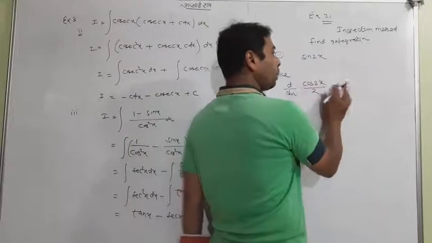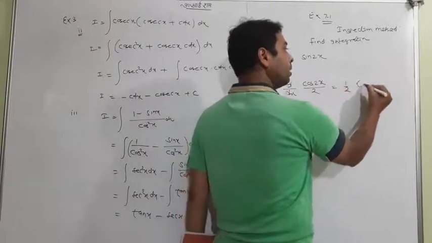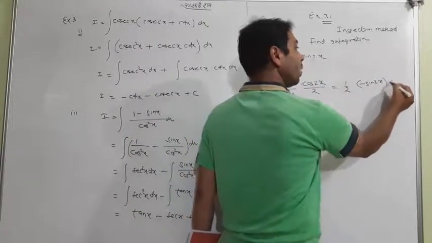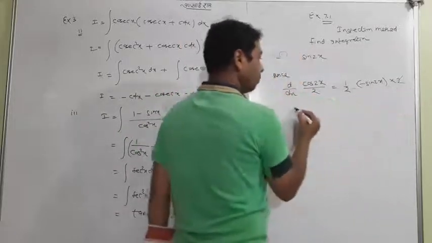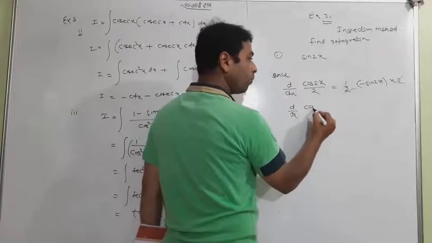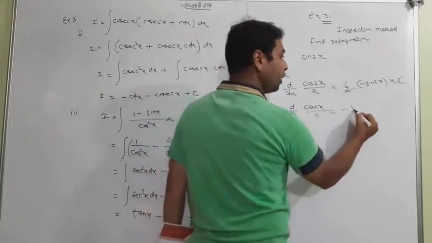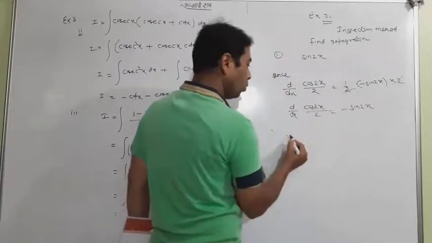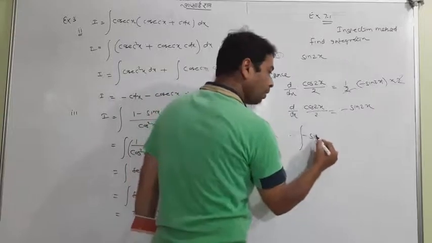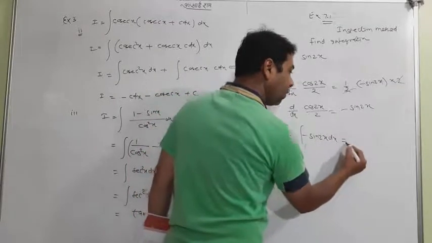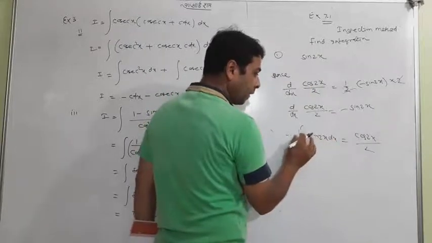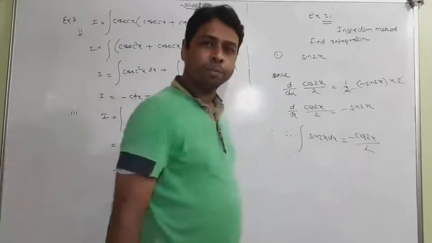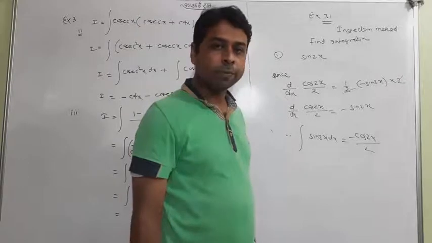Differentiation of cos 2x will be minus sin 2x into 2, chain rule. 2 and 2 will be cancelled. So what you have got, d by dx of cos 2x by 2 is equal to minus sin 2x. So integration of minus sin 2x will be cos 2x by 2, and you can transfer the minus sign there, right? Like that. And this is the answer of the integration of sin 2x.